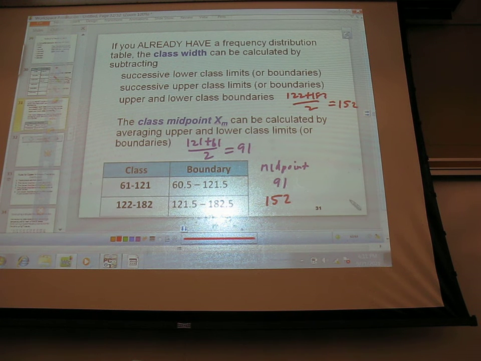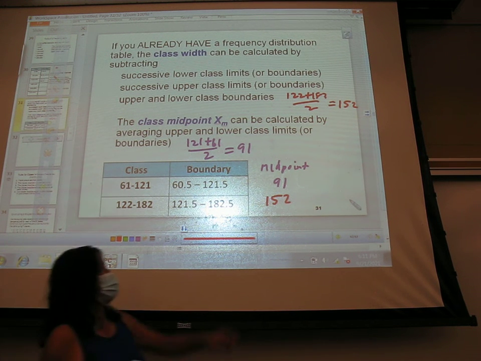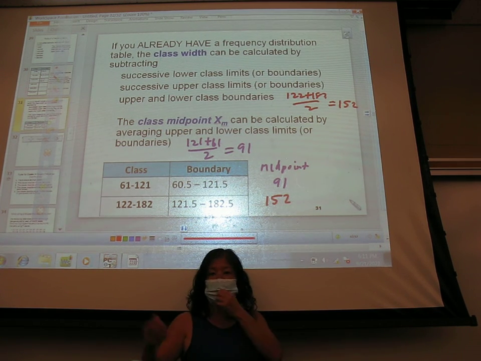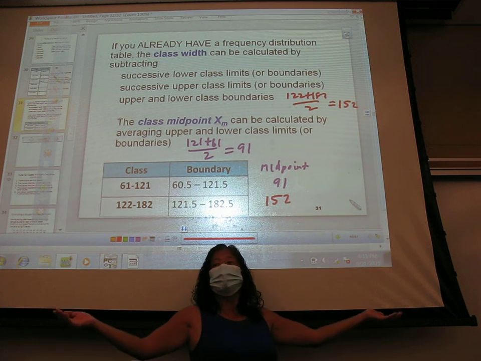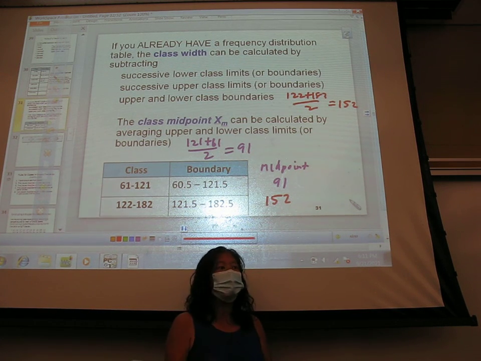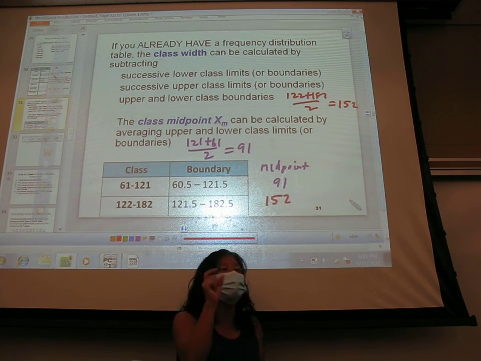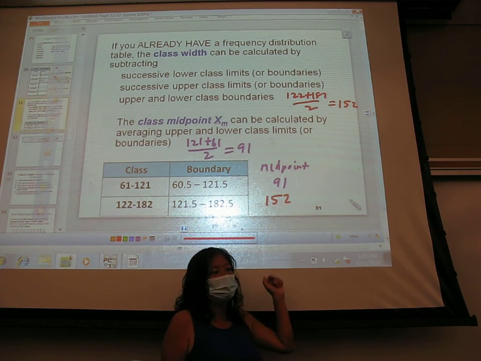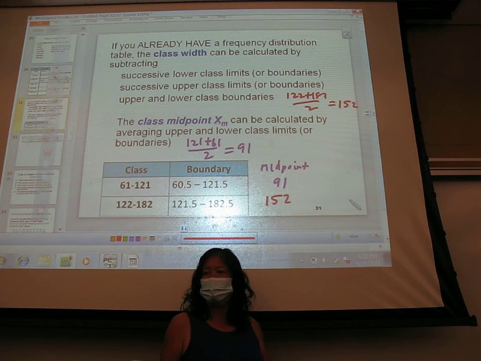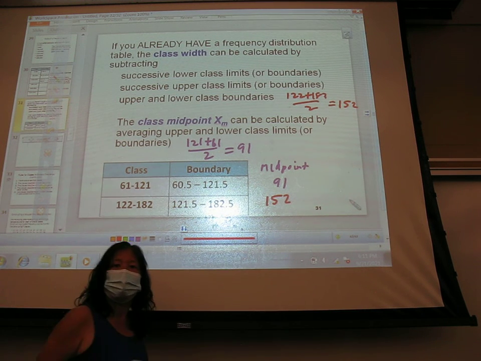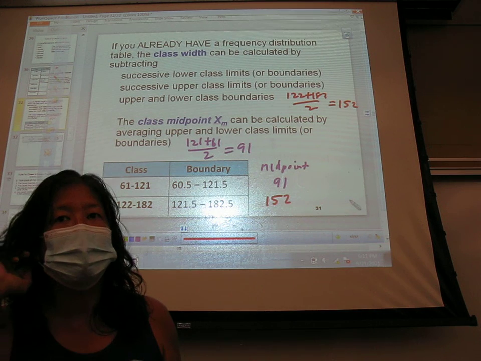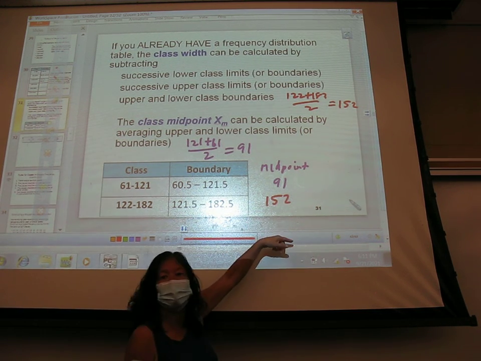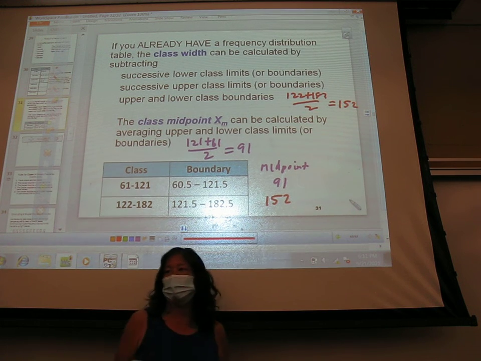But here's the thing. These are two consecutive classes. If I take their midpoints and subtract them, what do I get? The class width, 61. So once you get the first one, you can just cheat and add the class width to get the next ones. Does that make sense? Yeah. If I have more classes, like 6 classes, I can just add another 61 to get the next one, 61 to get the next one, 61 to get the next one. Okay.